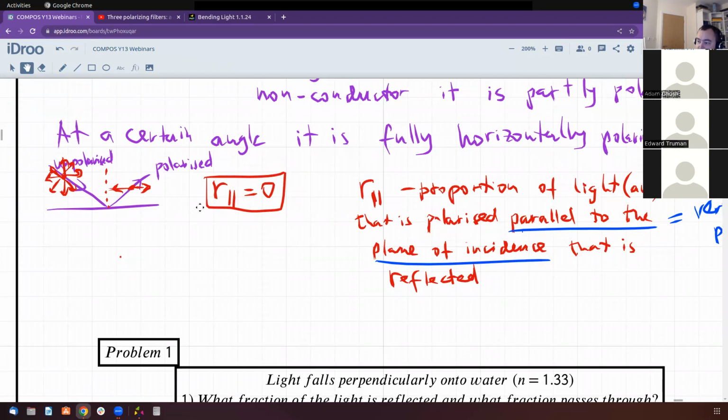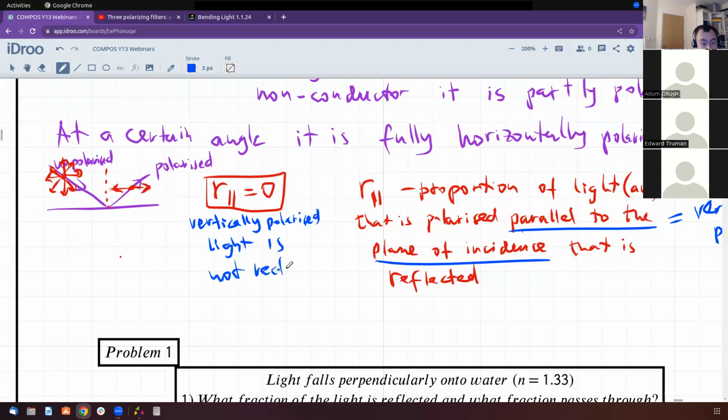And the amount of reflected light, basically the amount of vertically reflected light is 0. The amount of reflected light that is polarized vertically is 0. Vertically polarized light is not reflected. Sorry for my handwriting.